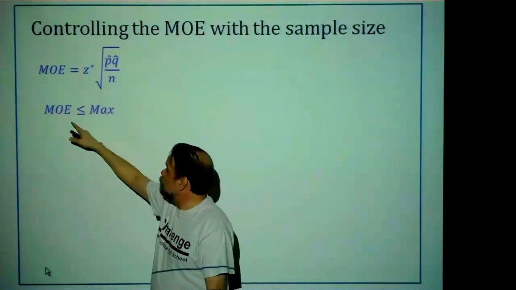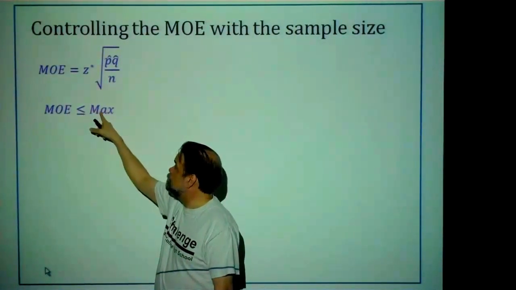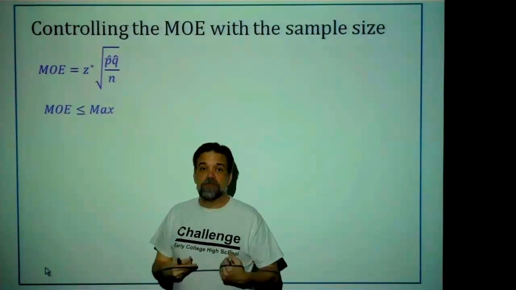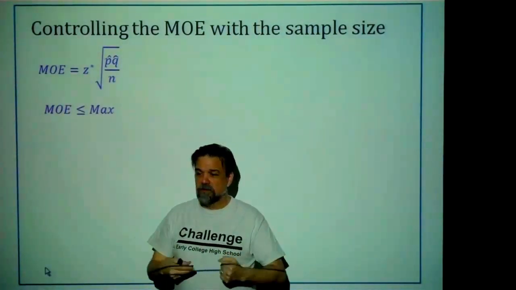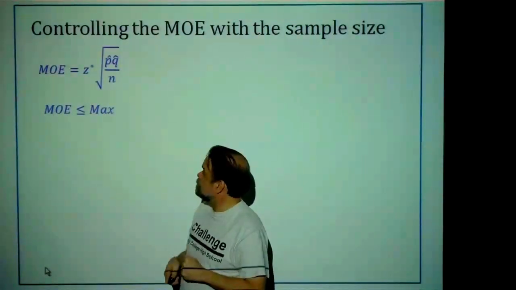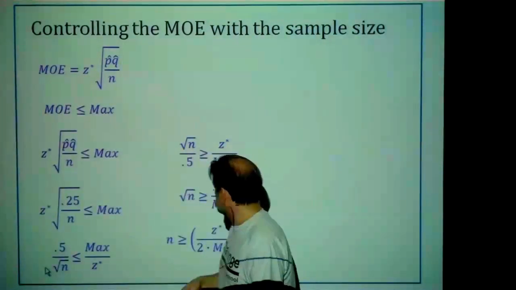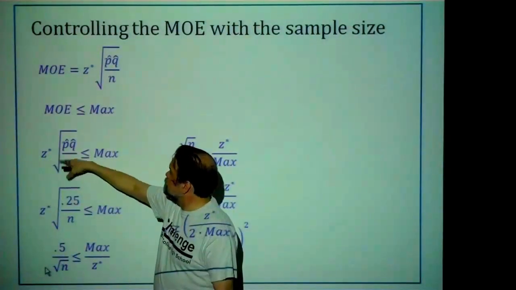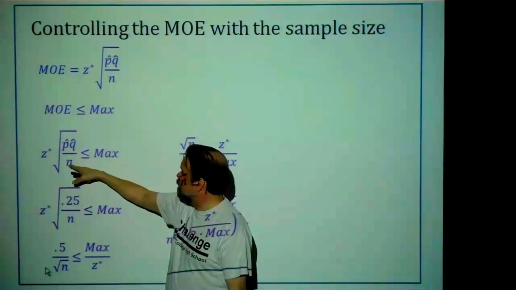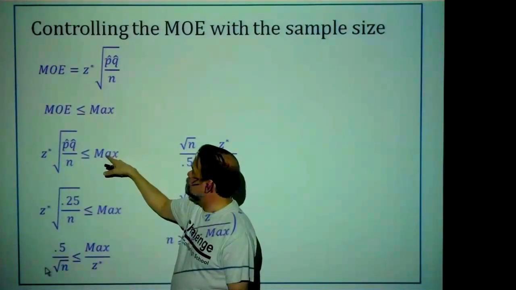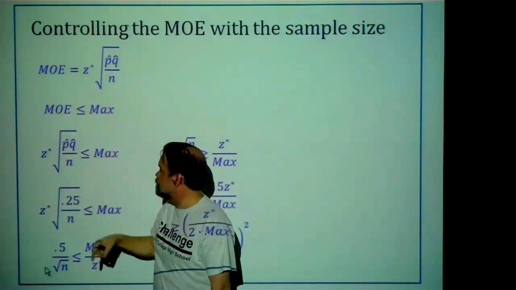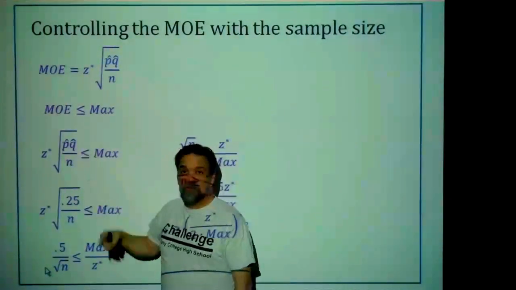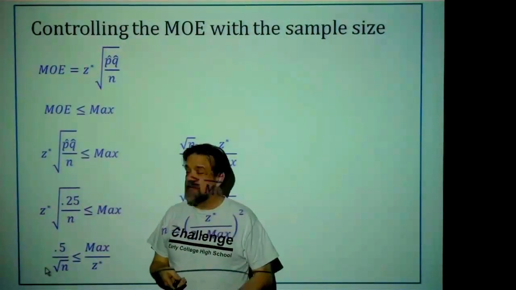So let's say I want that margin of error to be less than or equal to some maximum value. Let's say I've decided it needs to be less than 2%, okay? Because in order to publish my results, I have to have a certain amount of precision, all right? Well, then what you do is a bunch of algebra, okay? You say, well, z star times the square root of p hat q hat over n has to be less than or equal to that maximum. That's just the formula for the margin of error. Now, the problem here is I don't know what p hat is yet. I haven't gone out and gathered my data.